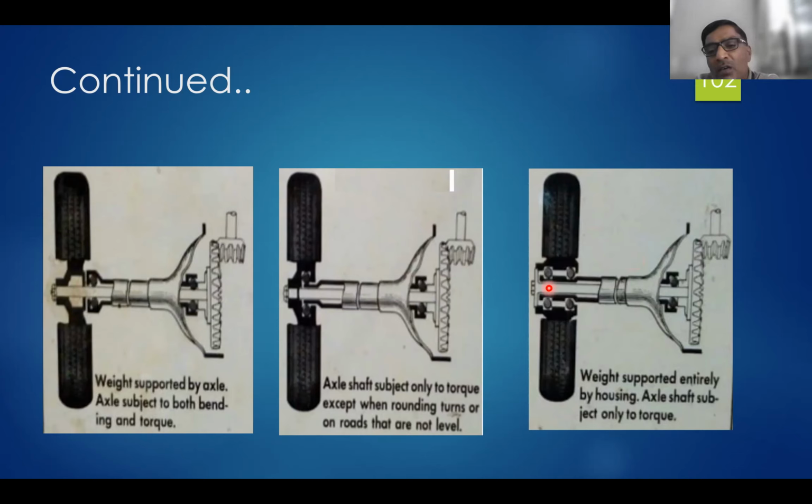And the third one, that is fully floating. Here it is fully floating, that means it has to take care of the rotation. So whatever speed this sun gear is receiving, the same RPM, it has to transmit to the wheels. So therefore, this type of mechanism wherein the axle is supported by two bearings at the hub and one bearing at the differential, this is called as a fully floating axle.